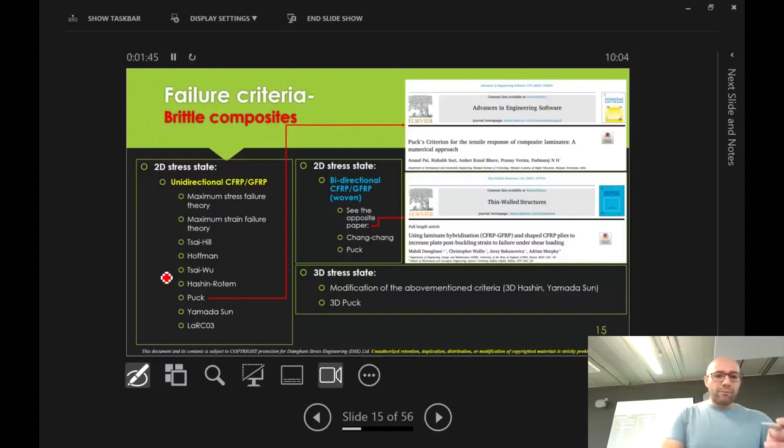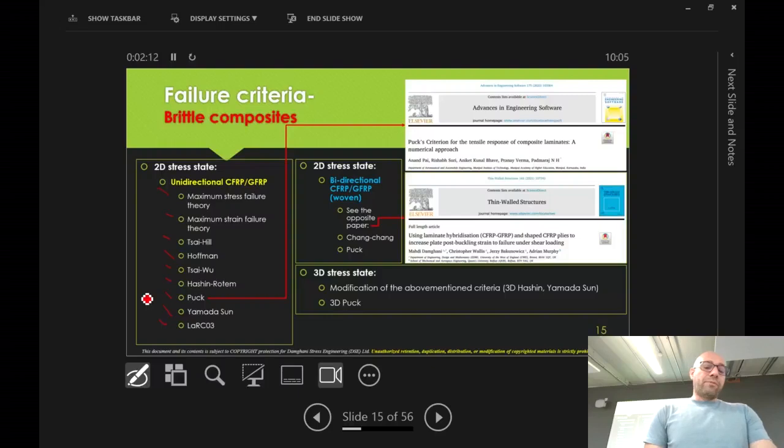So for unidirectional composites, call it CFRP, GFRP, anything, it could be another sort of material, but generally speaking, we focus on carbon fiber and glass fiber reinforced polymers. As you can see, 1, 2, 3, 4, 5, 6, 7, 8, 9. I challenge you to go and find any textbook that would give you all the information about that.